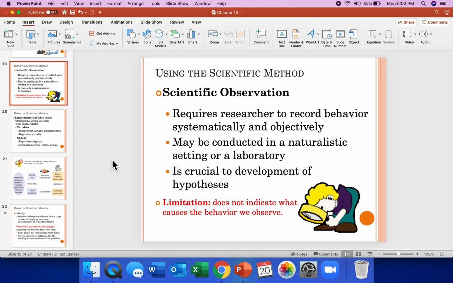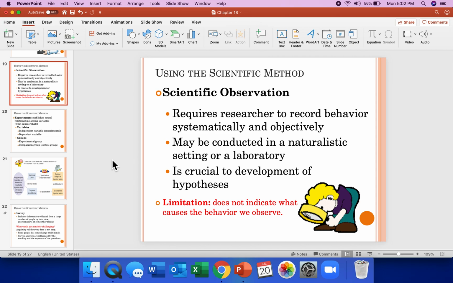Of course, scientific observation sometimes is a precursor to doing an experiment because you have noticed something, and based on that thing, you can come up with a hypothesis or an educated guess of why they might be doing that. And then after that, you kind of devise your experiment to figure out the answer to the why.